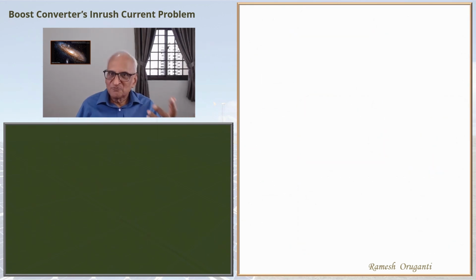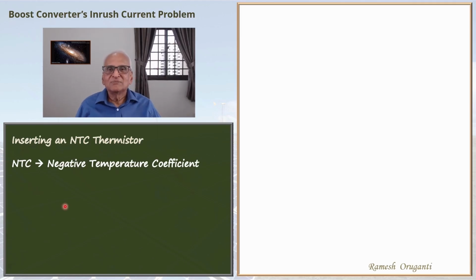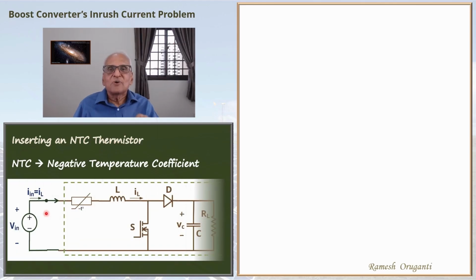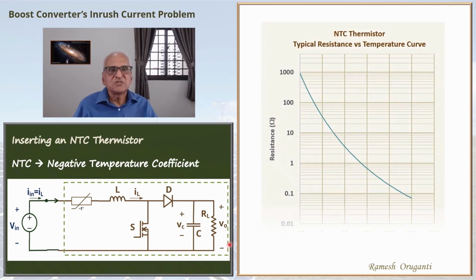NTC thermistor is made of semiconductor material. NTC stands for negative temperature coefficient. It's a passive component. It is inserted on the input side of a boost converter. The resistance value of this device changes dramatically with temperature. This shows a typical resistance versus temperature plot of an NTC thermistor.